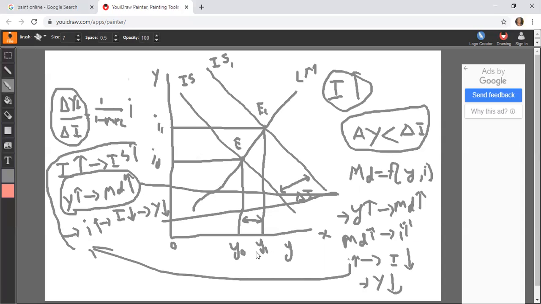when there is a shift alone in the IS curve from IS to IS1. So this gives you an insight into the changes that may be made in respect of the interest rate and the level of income as a consequence of the upward shift in the IS curve.